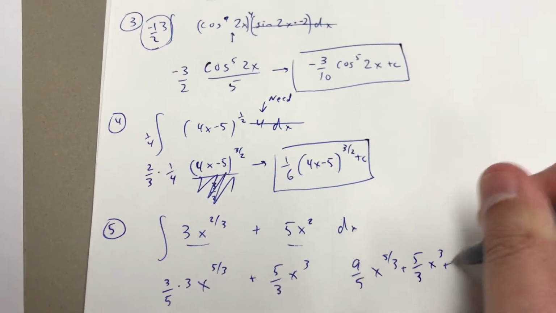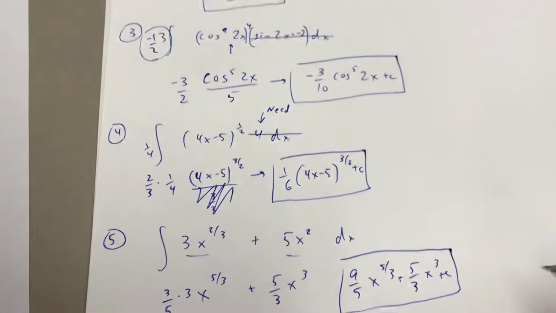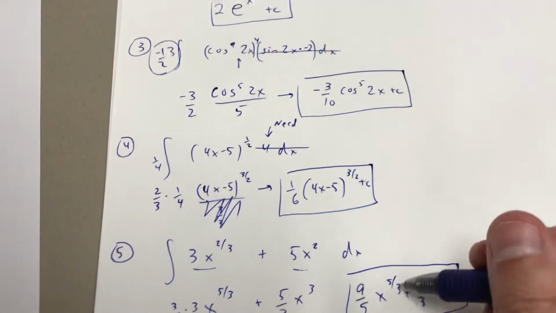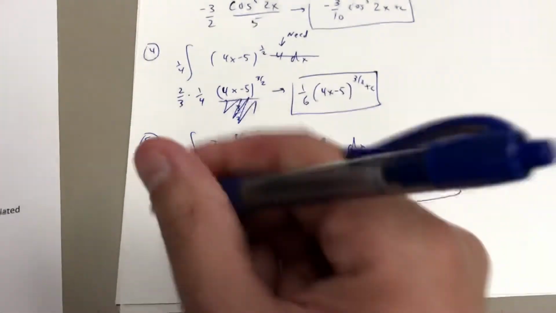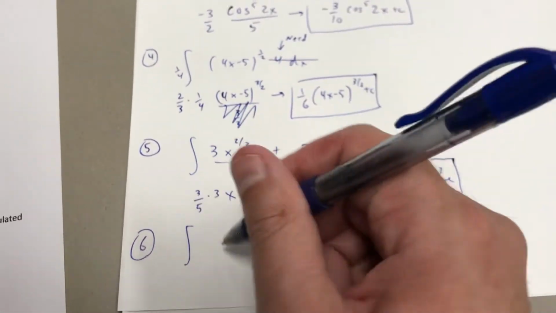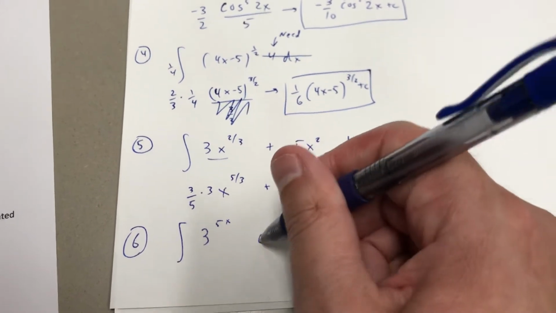x cubed plus c. And again, if you have a little extra time, you might want to try taking the derivative there and making sure that it actually works out. I think I'm doing it off the top of my head. I think it does. All right, number 6, the integral of 3 to the 5x dx.